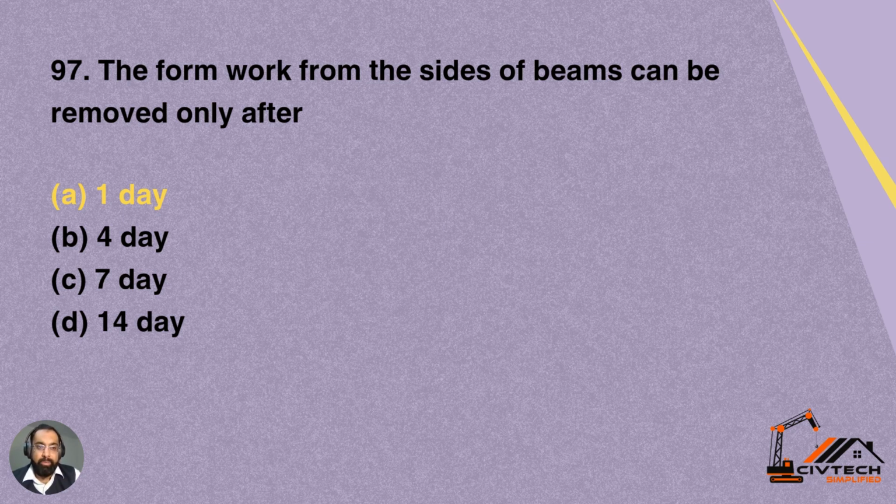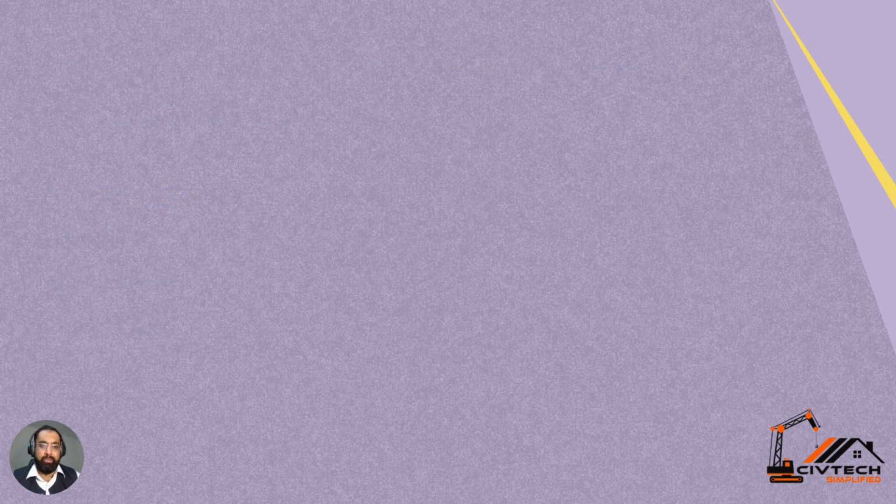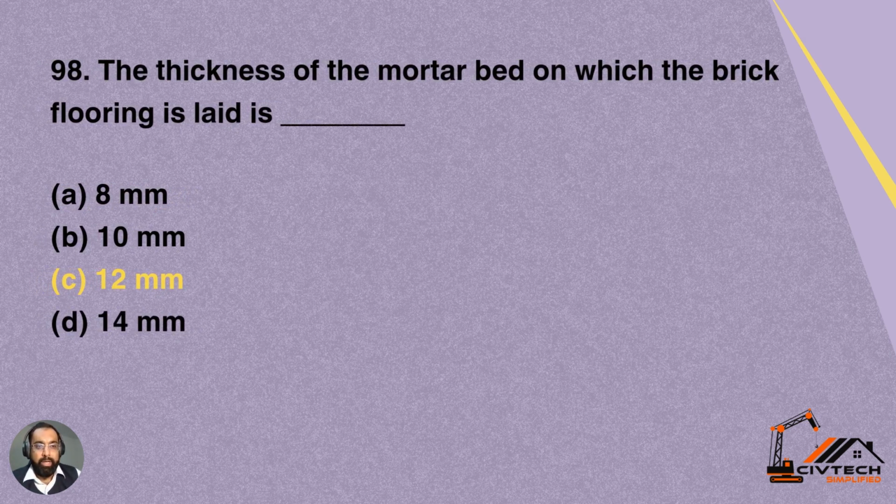97. The formwork from the sides of the beams or girders can be removed only after. So the minimum period to remove the formwork from the sides of the beams is 1 day. Options available with us were A 1 day, B 4 days, C 7 days, D 14 days. So after 1 day or 24 hours, we can remove the formwork from the sides of the beams.